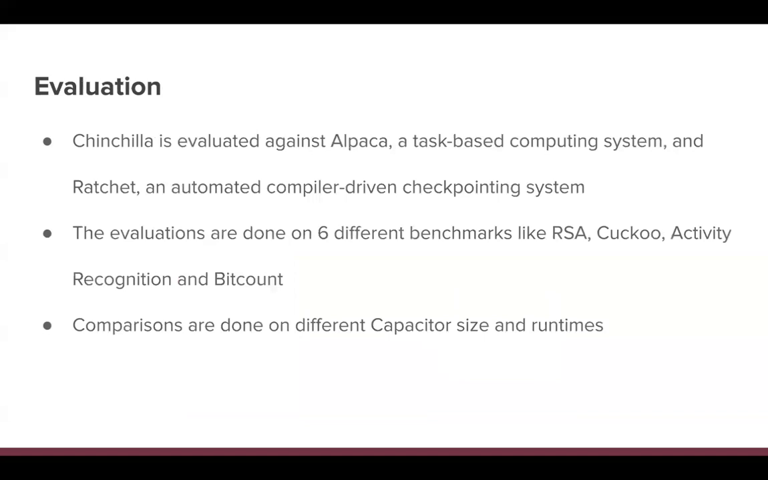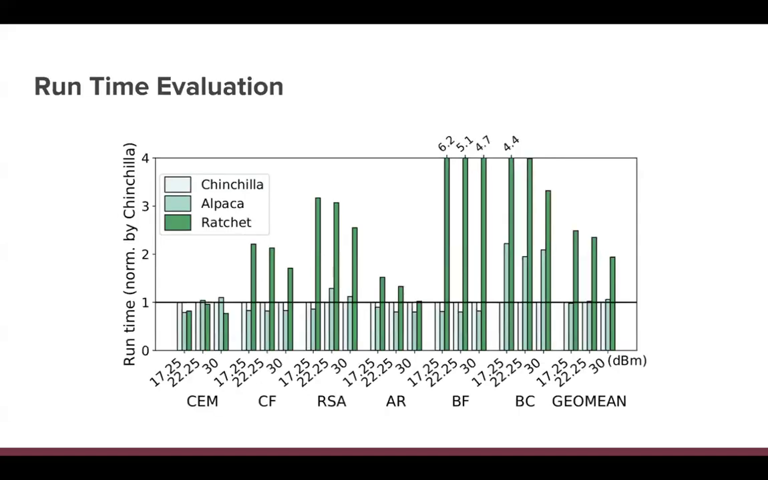Now, for evaluation, Chinchilla is evaluated against Alpaca, which is a task-based intermittent computing system, and Ratchet, which is an automated compiler-driven system. So they're done on different open popular benchmarks like RSA, Cuckoo, activity recognition, and bit count. And they're done on different capacitor sizes and runtimes. So if we look at the runtime evaluation of Chinchilla versus Alpaca and Ratchet, and Chinchilla is used as the base metric, then Chinchilla outperforms Ratchet by a large number while still being better than Alpaca.